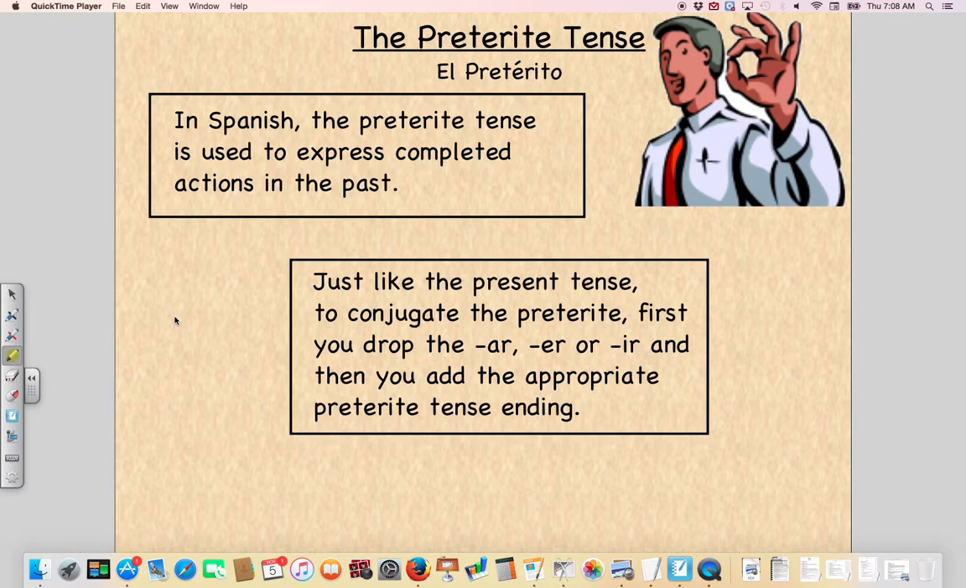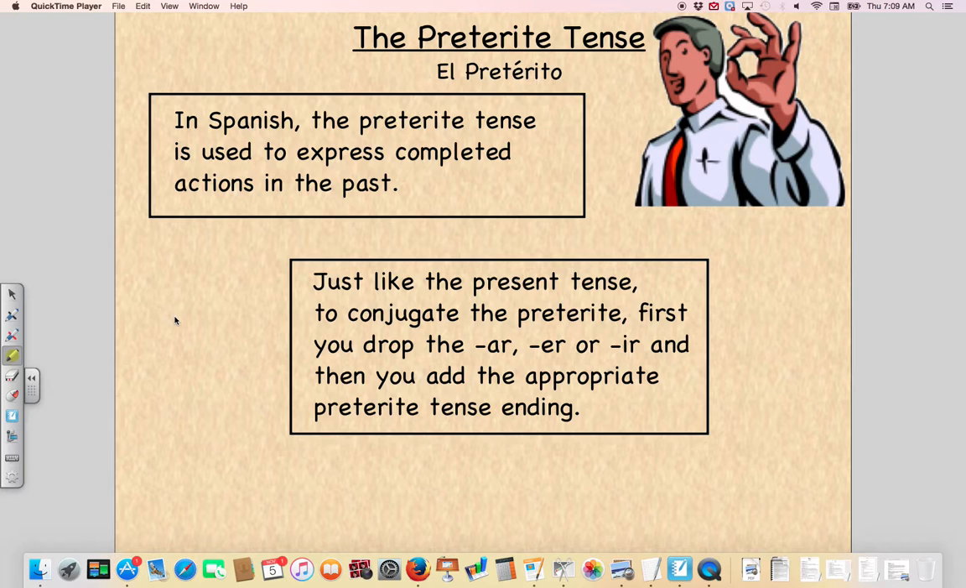In Lesson 2, we're going to be taking a look at the preterite, the imperfect, and the preterite versus the imperfect. So, let's get started. The preterite tense, you all know that the preterite is a past tense. There's more than one past tense in Spanish. We'll get into the other stuff later.